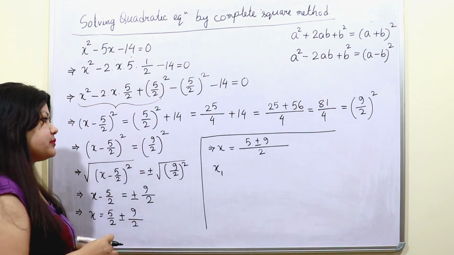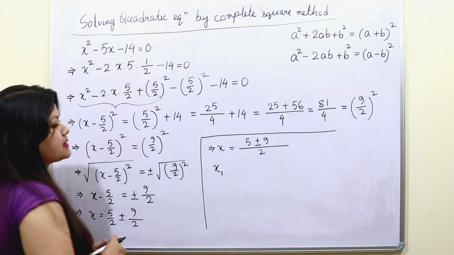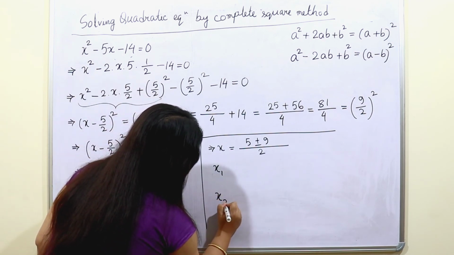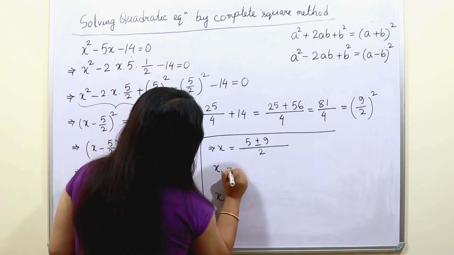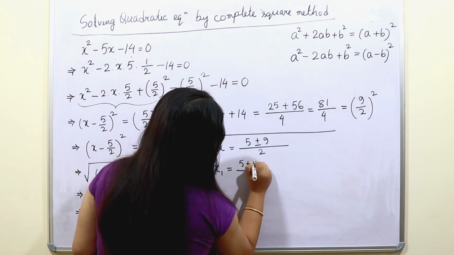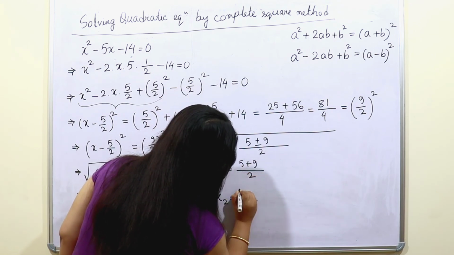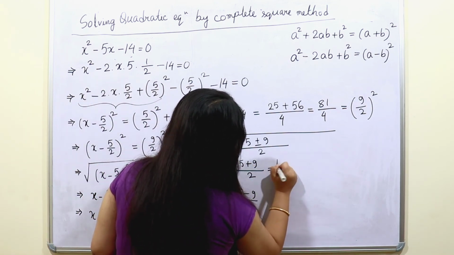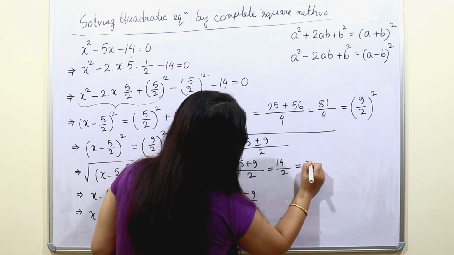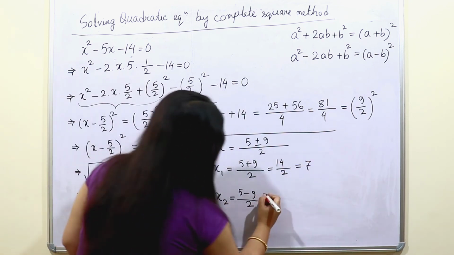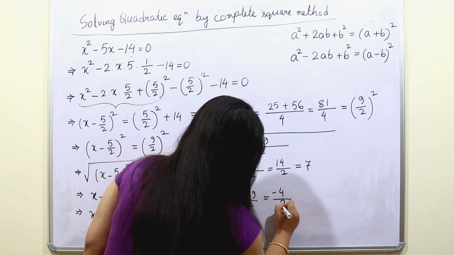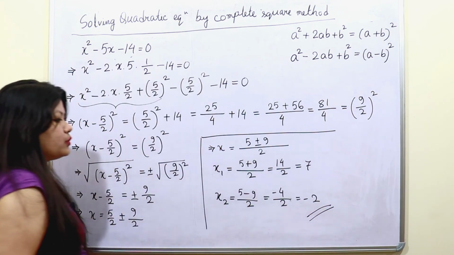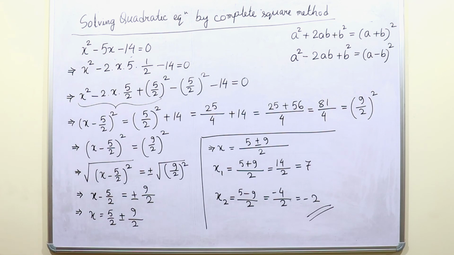First we will consider the plus value, then we will consider the minus value. Let the first solution be denoted by x1 and the second solution by x2. So x1 will be (5 plus 9) divided by 2, and x2 will be (5 minus 9) divided by 2. 5 plus 9 is 14, 14 divided by 2 is 7. 5 minus 9 is minus 4, divided by 2 is minus 2. So we are getting the solutions 7 and minus 2.